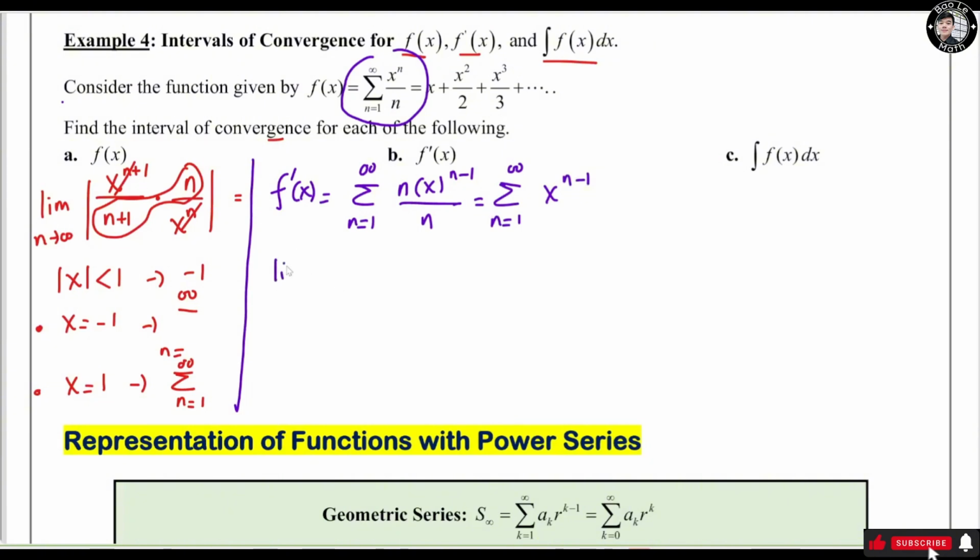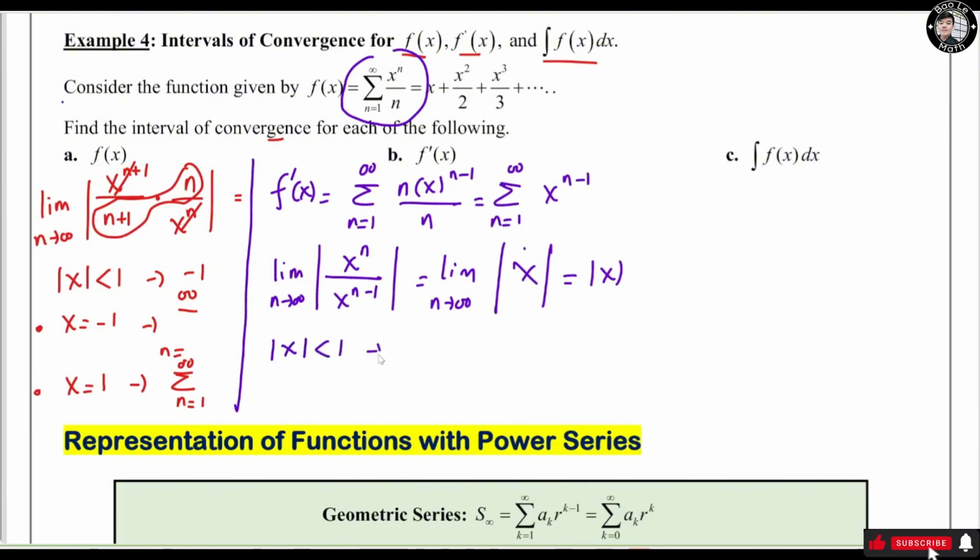Now we're going to use the limit of a sub n plus 1 over a sub n. So a sub n plus 1 of this one should be s raised to the n, over a sub n, which is s raised to the n minus 1, when n approaches infinity. So it's going to be the limit when n approaches infinity of the absolute value of s. In order for this one to be convergent, you need this less than 1. So then you have -1 less than s less than 1.